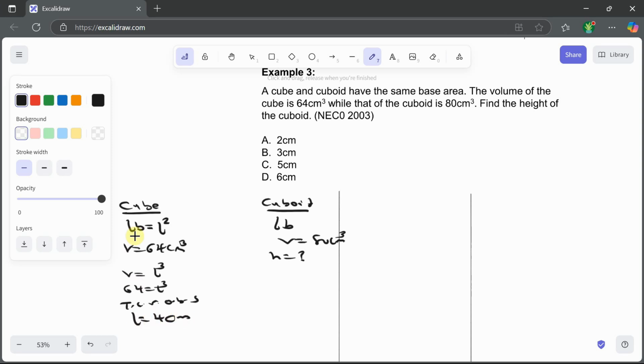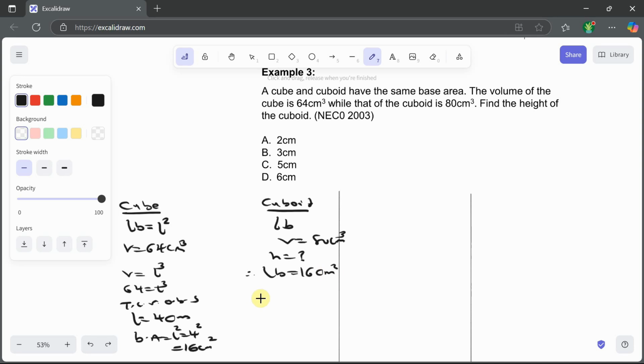So that means that the base area, which is L squared, will just be 4 squared, which will be equal to 16 centimeter squared. And you know they said that they share the same base area, right? So that means that the LB here, you can just say therefore LB will be equal to 16 centimeter squared.